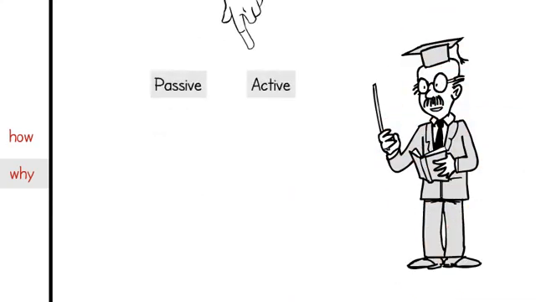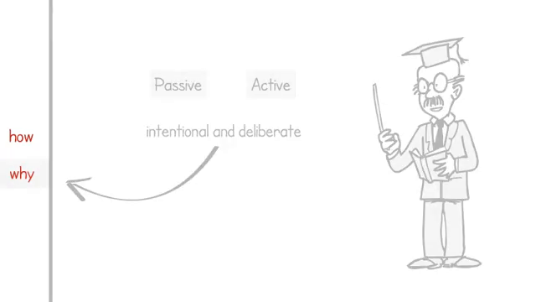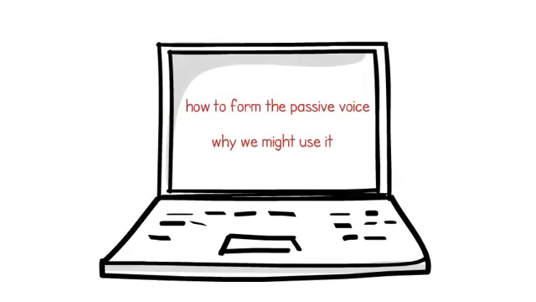Also remember this guiding principle. Make sure your choice of active or passive voice is intentional and deliberate. That means you know why you are using it to emphasize information and make your meanings clear to the reader. In this video, we have looked at how to form the passive voice and why we might use it instead of the active voice. Now try the exercises below to practice what you've learned.